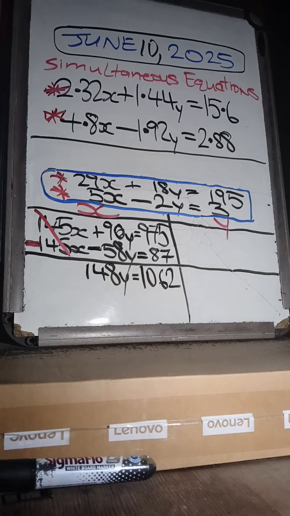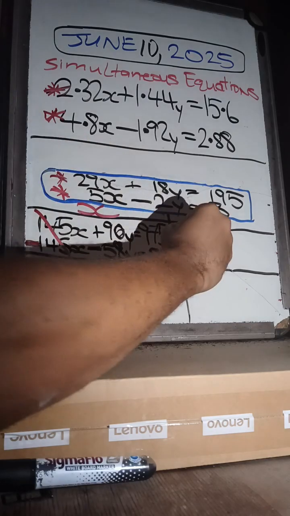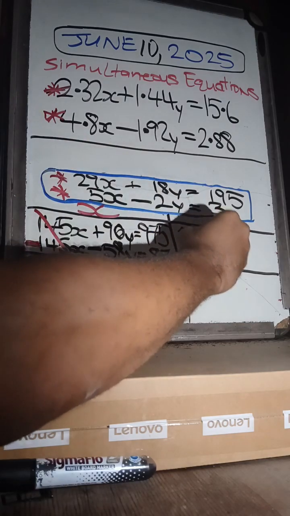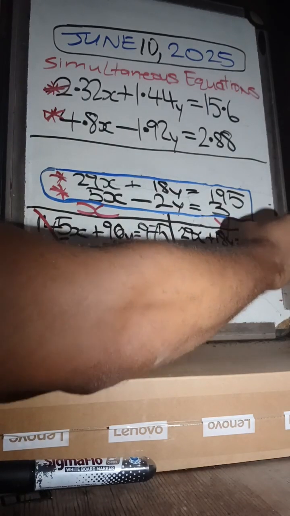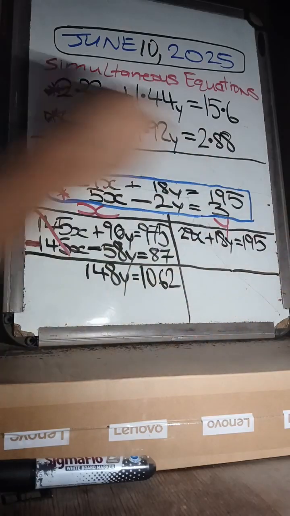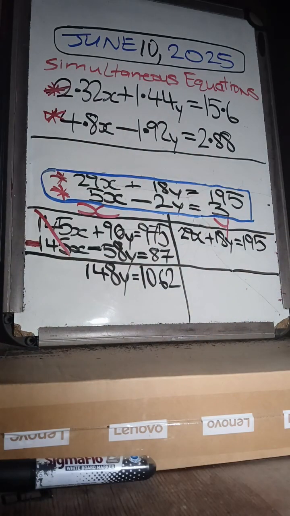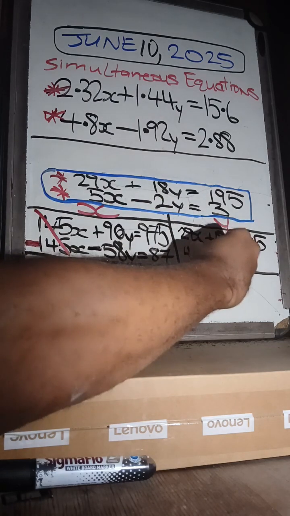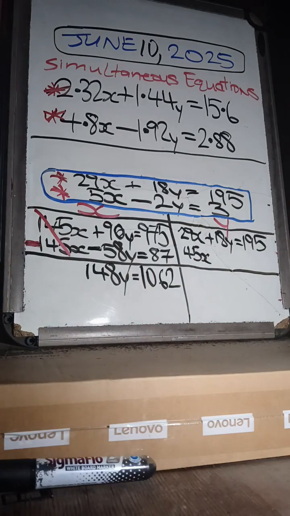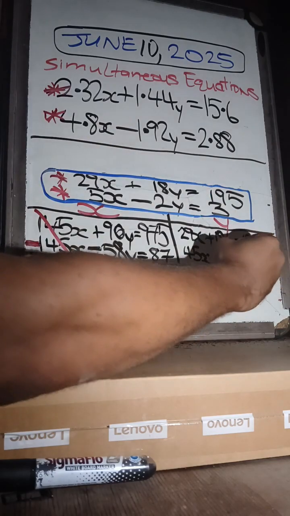Now for the right side. So up here, the 29x plus the 18y is not going to change. But we're going to multiply everything down here by 9. 9 times 5 is 45. We have that. What else? 9 times 2 is 18, right? So we have the 18.